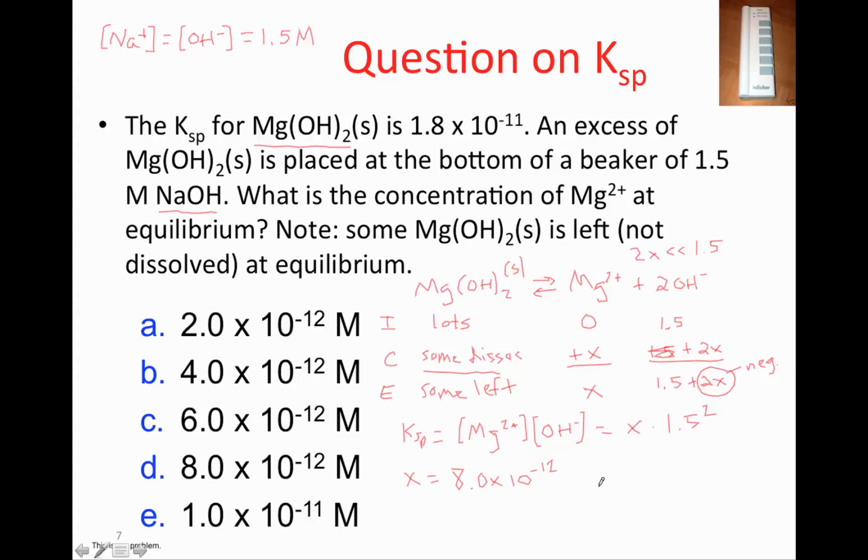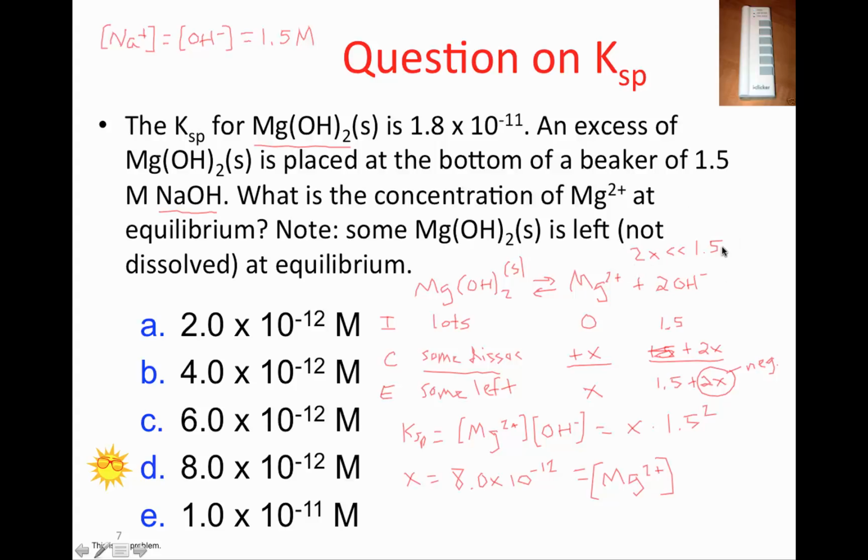So let's see, what were we asked for? What is the concentration of the magnesium 2 plus? Well, I solve for x. X is the concentration of the magnesium 2 plus. And so it looks like we have a solution to this problem, and it is indeed 8 times 10 to the minus 12. Did we make a good approximation here?